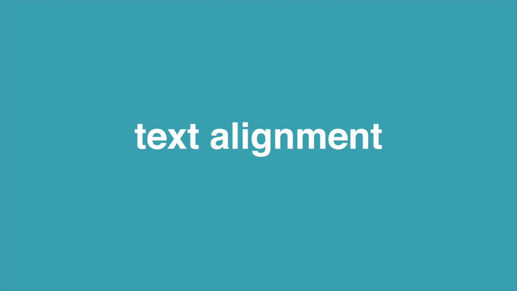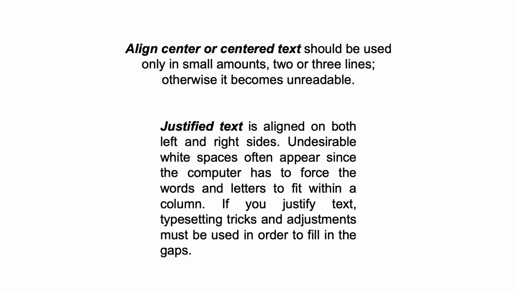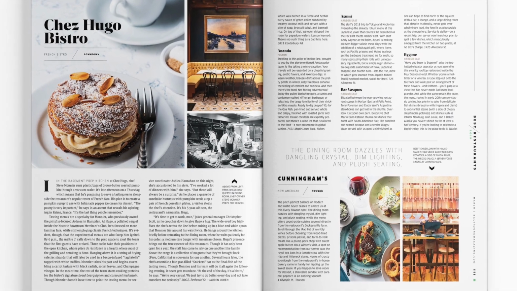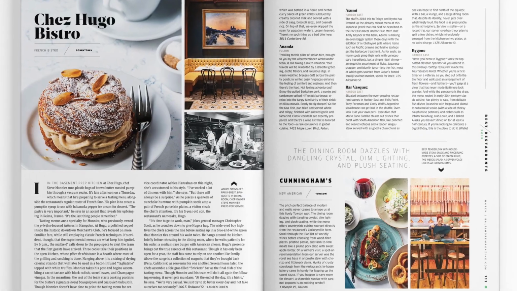Text alignment. Text can be aligned left, right, center, and justified in designs. Align left is the preferred type of alignment for large bodies of text.